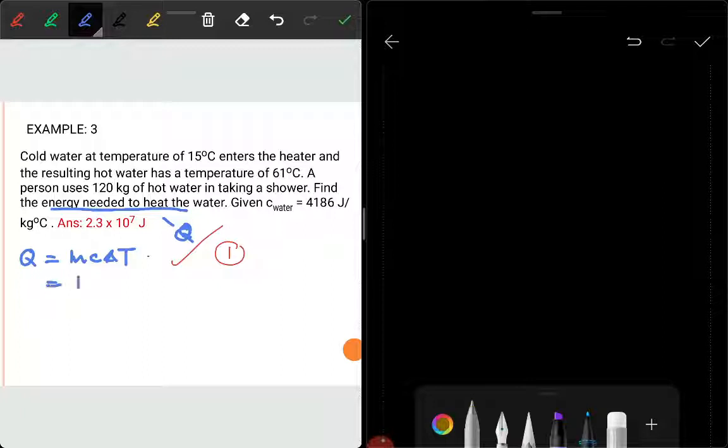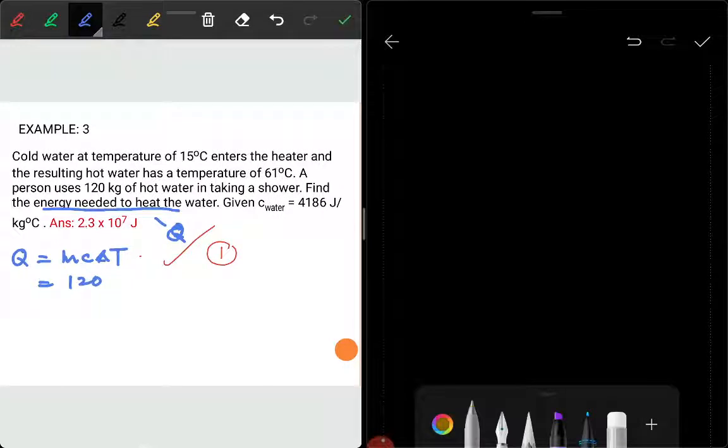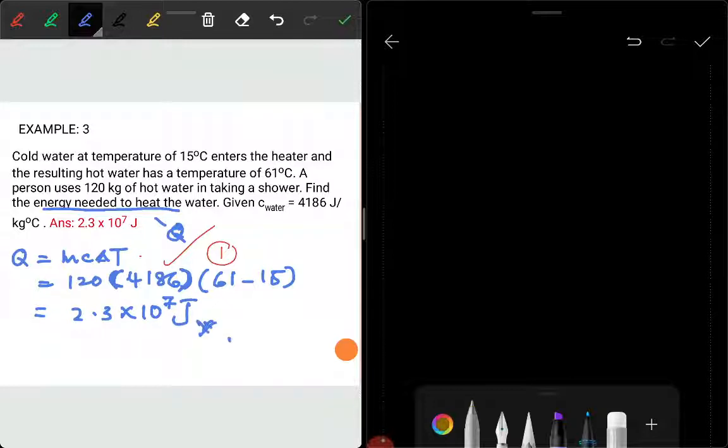M here is 120 kg. Use the SI unit for mass, 120 kg. Then you are given the specific heat capacity, 4186 joule. Use the value that is given to you. And then delta T is 61 minus 15. When you calculate, you will get 2.3 times 10 to the power of 7 joule. Try to calculate it.